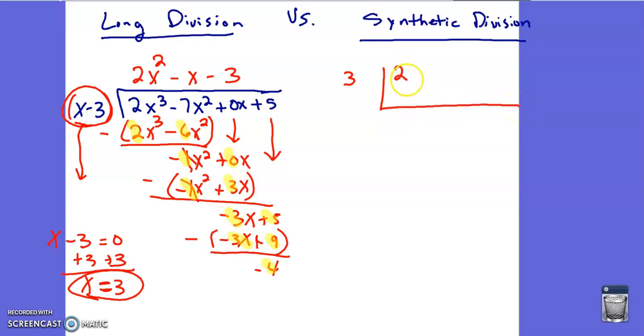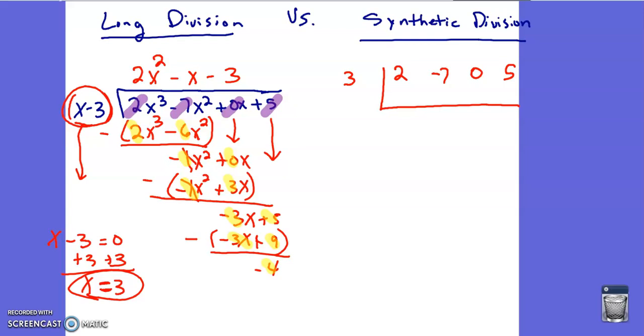And again, all you're going to do is pay attention to the numbers. So 2, negative 7, 0, and 5. And again, notice I have that. Let me highlight that in purple. 2, negative 7, 0, and 5. And you're just emphasizing the numbers.